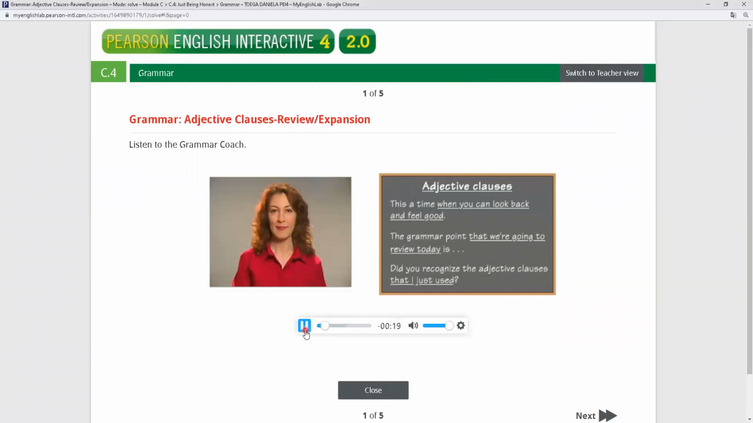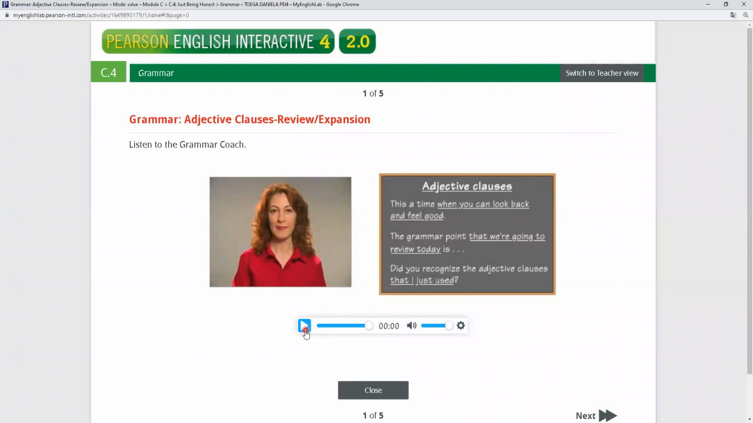Hi, it's Emily. We're almost at the end of the course. This is a time when you can look back and feel good about how much you've learned. It's also a good time to review. The grammar point that we're going to review today is adjective clauses. Did you recognize the adjective clauses that I just used?